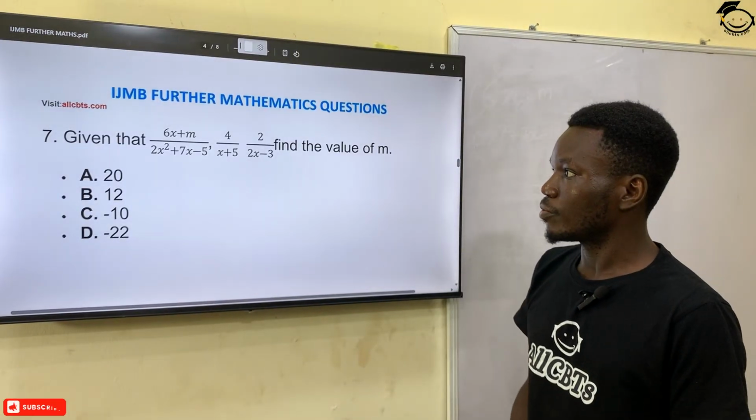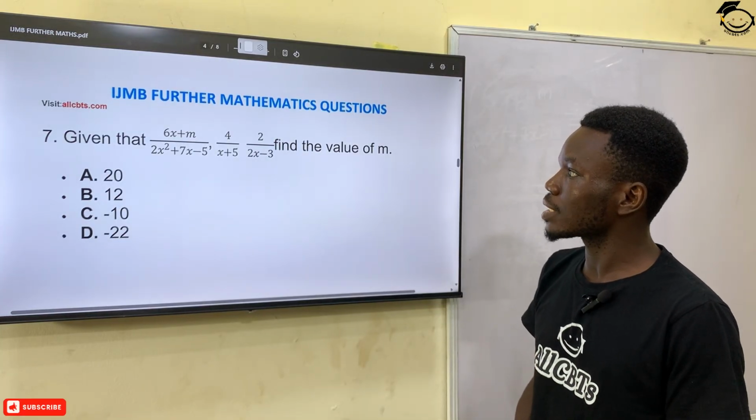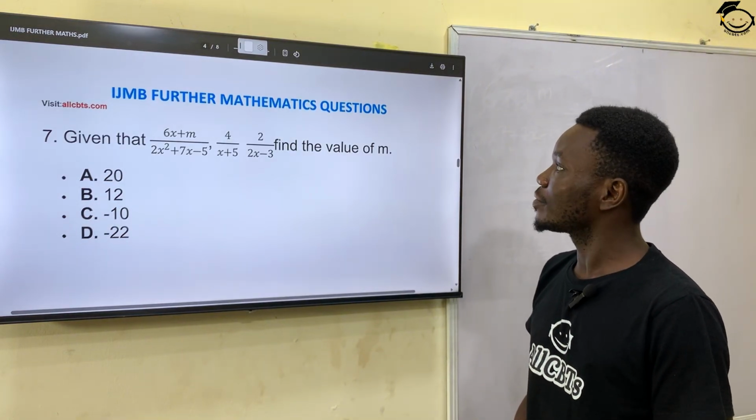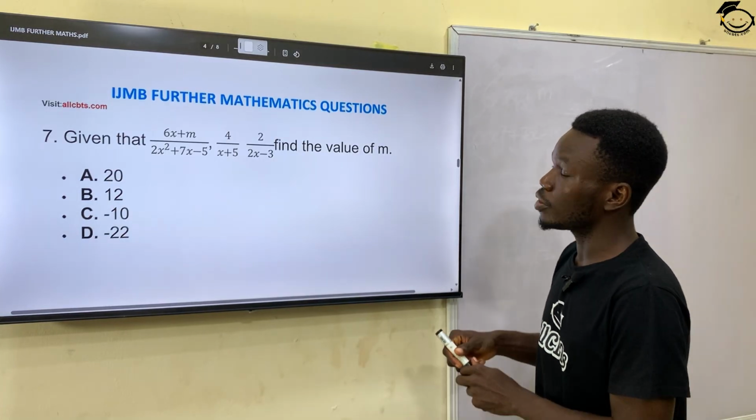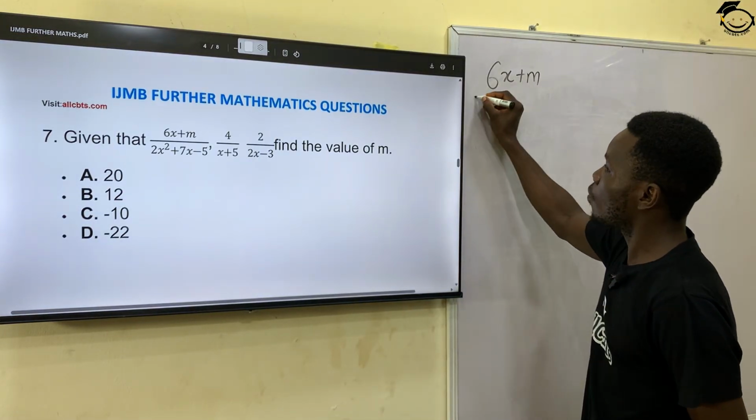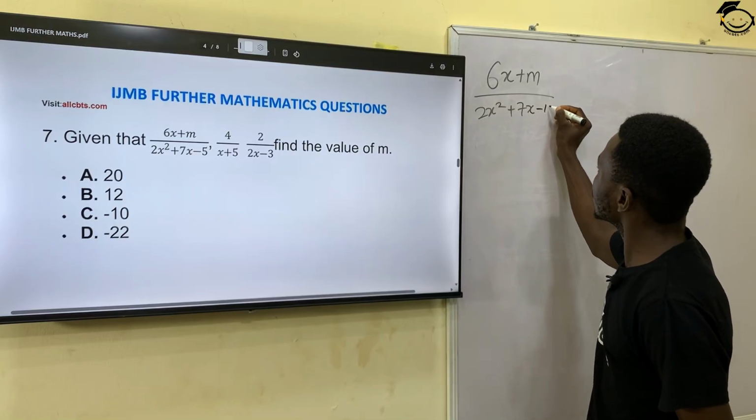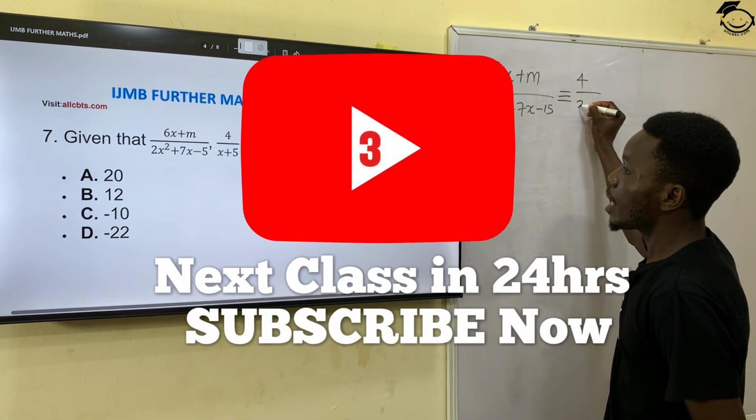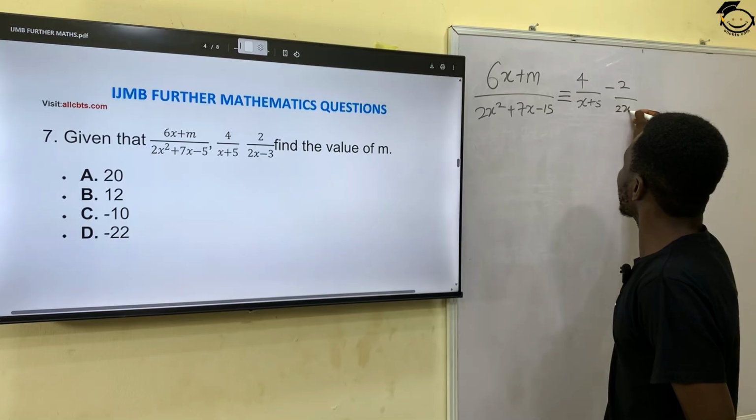So that takes us to question number 7, which says, given that 6x plus m over 2x squared plus 7x minus 5, comma, 4 over x plus 5 dash 2 over 2x minus 3. This question is incorrect. This is the original format of the question. We have 6x plus m over 2x squared plus 7x minus 15 is equivalent to 4 over x plus 5 minus 2 over 2x minus 3.